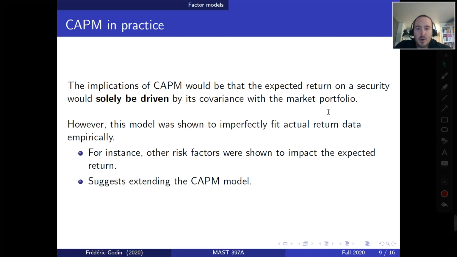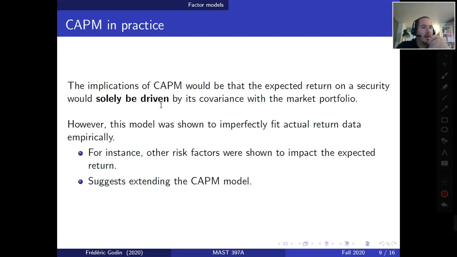Okay, so it was shown by several empirical studies that the expected return of some security, because recall a single security is an example of a portfolio with only one share. So the CAPM model applies to portfolios, but as particular cases, it applies to individual securities or individual stocks. Empirical studies have shown that the CAPM model did not perfectly fit empirical stock return data.